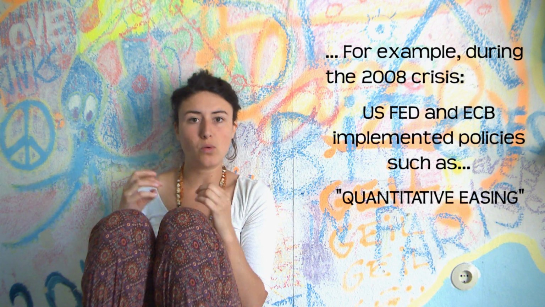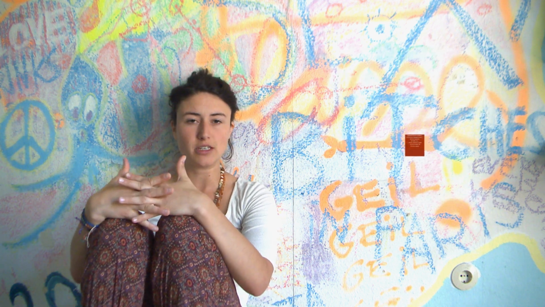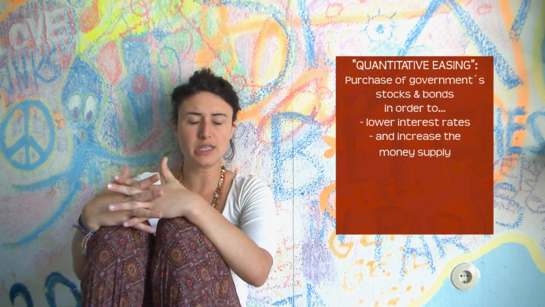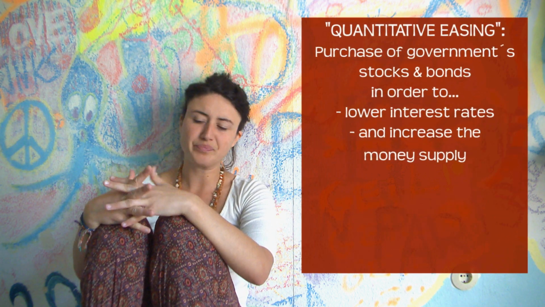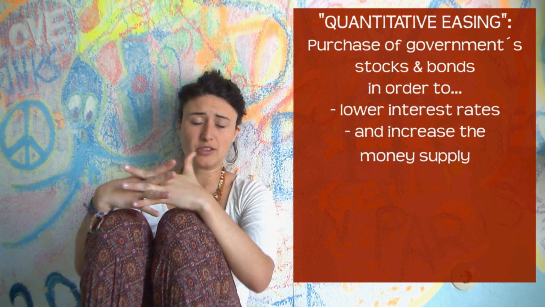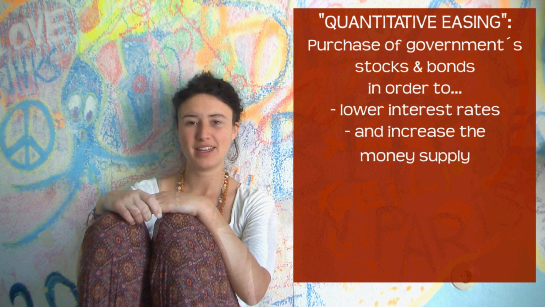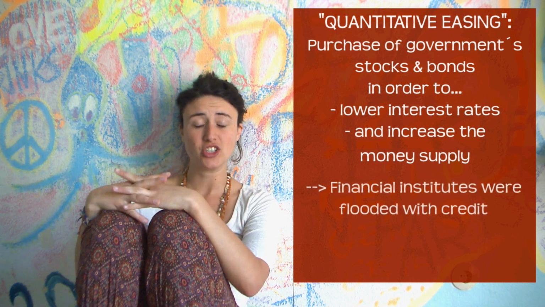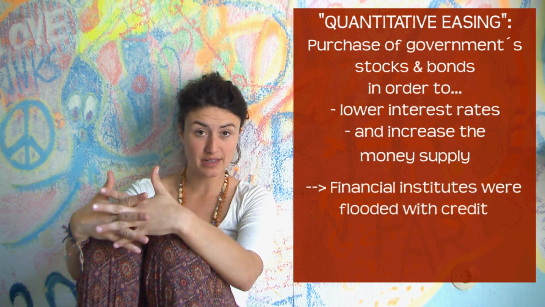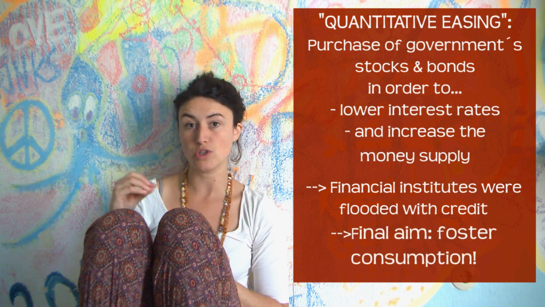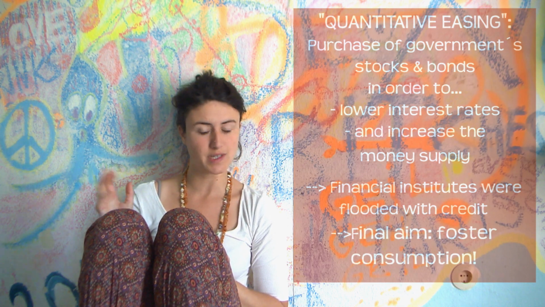With this term, we mean that they started purchasing government stocks and bonds and other securities in order, on one hand, to lower interest rates and on the other hand, to increase the money supply, thereby flooding financial institutions with credit that they could then lend further. And the final aim was to foster consumption overall within society.